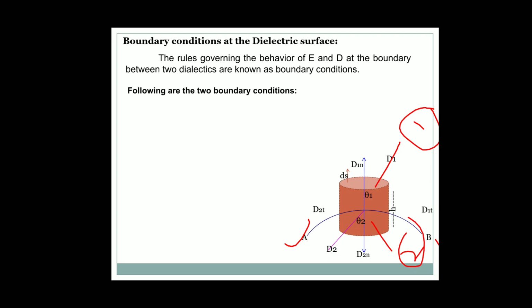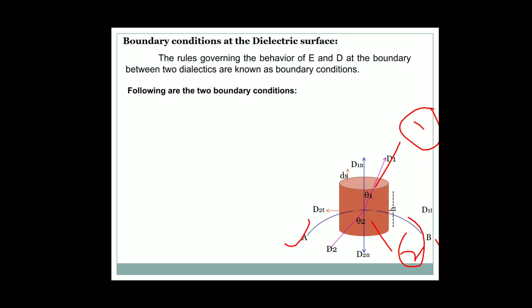So the displacement and intensity of electric field can be resolved into two components. One is the normal component and the second is the tangential component, where D1n and D1t are the normal and tangential components of displacement. E1t and E2t, or D1t and D2t, are tangential components.